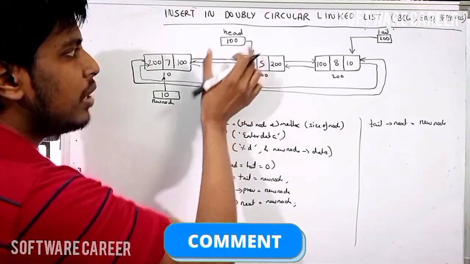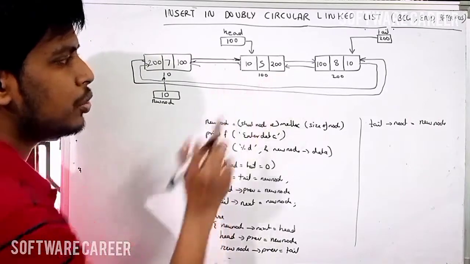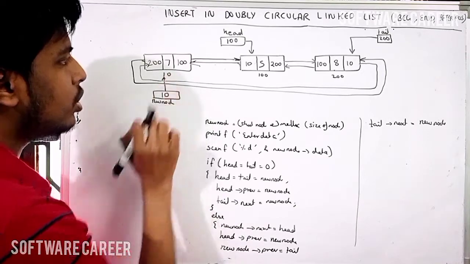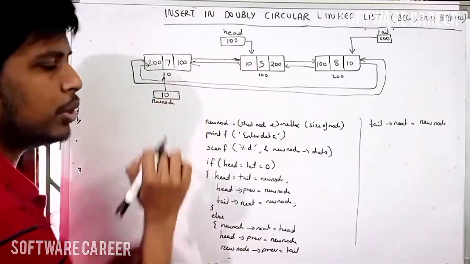But see, you should make one more change. Head pointer is used to point towards the first node, but now it's pointing to the second node. How can you point to this node? The address of this node is 10. So you should store 10 in head. You can access this 10 from the new node address.